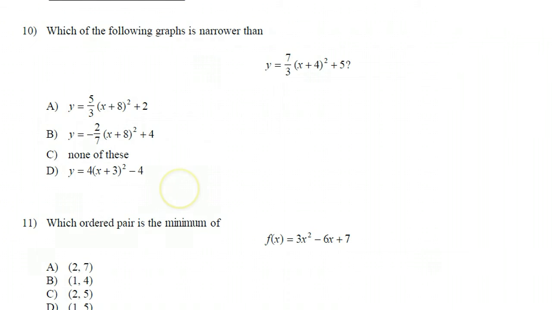All right, for number 10, we have to figure out which is narrower than this. And remember, since we have the squares, we know they're going to be parabola shape, U-shapes. However, when we're trying to determine how narrow or wide it is, we just look at the number in the front. We don't care about the vertices, where they are. So we're just going to graph them.